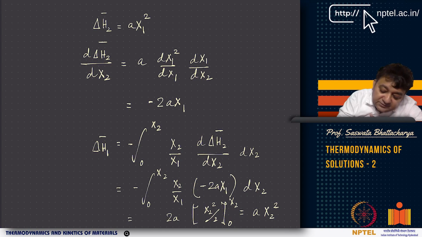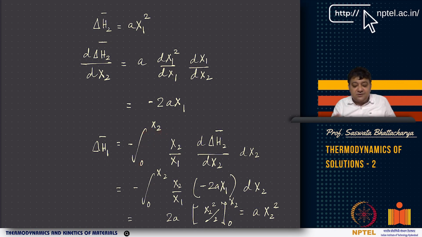So this is an example. If you know delta H2 bar, which is a x1 square, then d delta H2 by dx2 is a d x1 square by dx1 times dx1 by dx2, right. So basically it is a x1 square, so d x1 square by dx1 times dx1 by dx2, which is nothing but minus 2 x1. Now if I want delta H1 bar, the integral runs from 0 to x2, where 0 is pure component 1, and you have x2 by x1 and d delta H2 bar by dx2, which is minus 2 x1. That's what we found here.